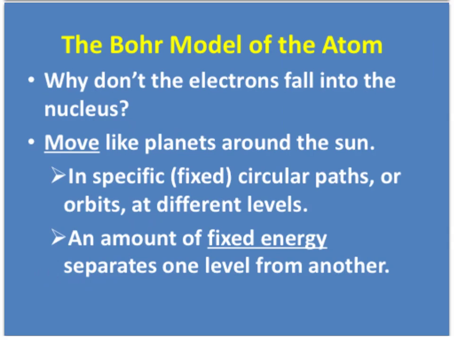What he suggested is that yes, they move like planets around the sun, but they do so in specific or fixed circular paths, which he called orbits, or energy levels. If this is our nucleus, we have electrons at different levels. They are not all the same distance from the nucleus, and each level has a fixed amount of energy.